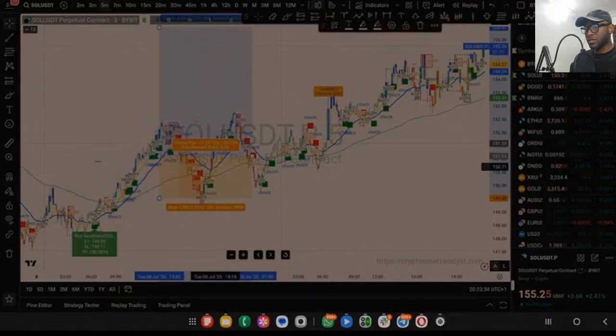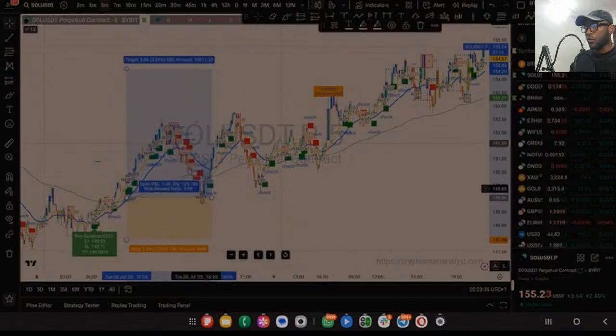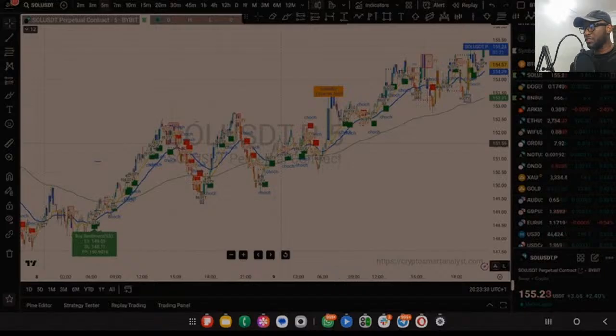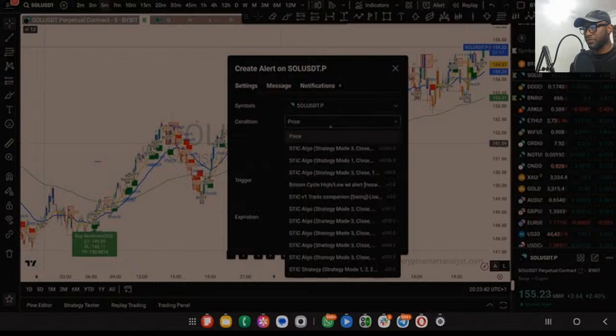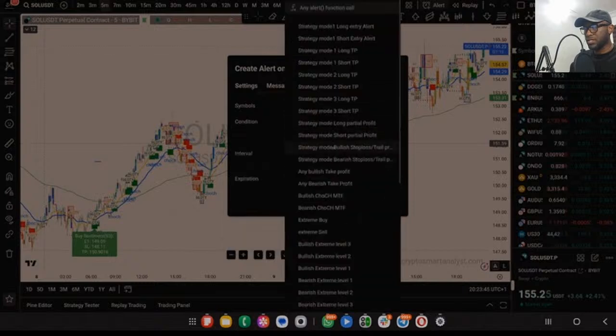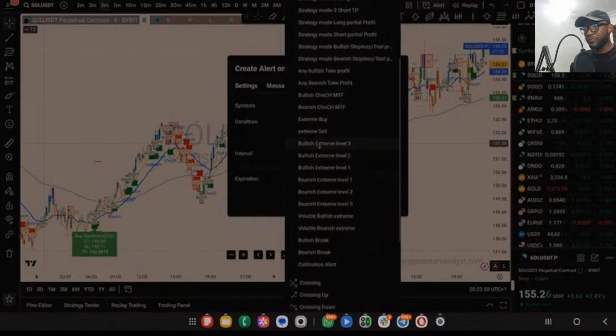STIC is going to tell you when to set your stop loss. One of the advantages of STIC is you get the alerts. You can set alerts for STIC. You're going to see all the inbuilt alerts for different strategies: your take profit alert, your stop loss alert, your change of character alert, your bearish change of character alert. We have the extreme buy and sells, and we have the bullish extreme.